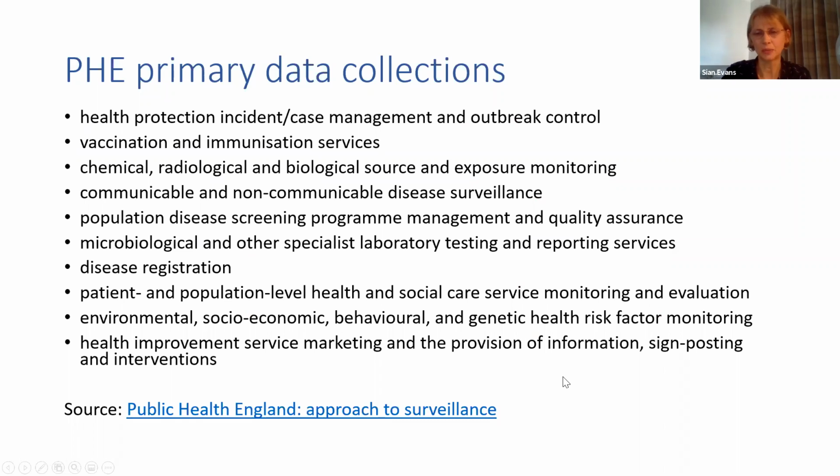Much of the data that we use is secondary data collected by other organisations, but we do have some primary data collections, and I've listed them there. This list comes from a paper on surveillance published on the Public Health England website. As you can imagine, a lot of the primary data we hold relates to health protection. But there's also vaccination and immunisation services, a range of data across other areas, and probably the other big area for us is disease registration, as we host the National Cancer Registration Service.